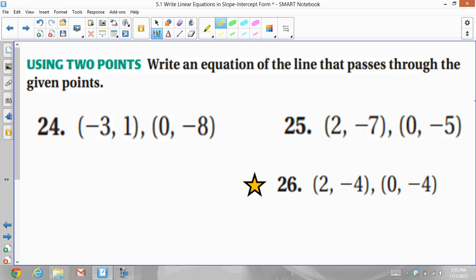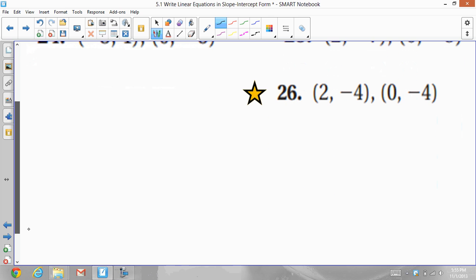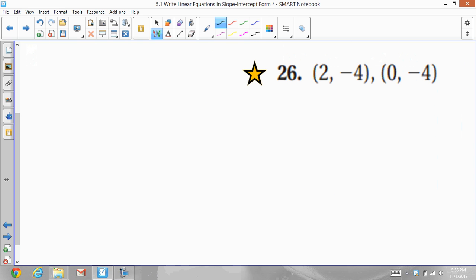Let's focus on question number 26. You are given 2 points and you are asked to write an equation. That is a question you are guaranteed to get on your EOC, where you will be given 2 points and asked to write an equation. So let's find the slope first.